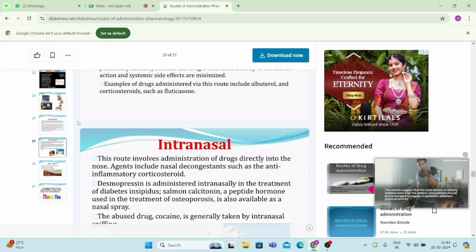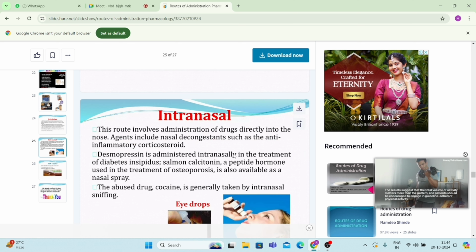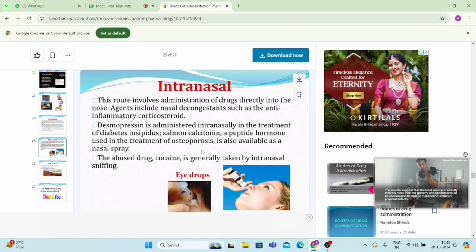Next we have intranasal. So the drugs which can be given only through the nose, we call it as intranasal. So what we can give, one is decongestants. What do you mean by decongestion? Which is going to remove the congestion or the runny nose, that we call it as decongestants. And inflammation. Inflammation in the sense if more amount of mucus is present, that will be removed with the help of anti-inflammatory corticosteroids. And even desmopressin is administered intranasally. See children, you have to remember the drugs what we can give in different routes.